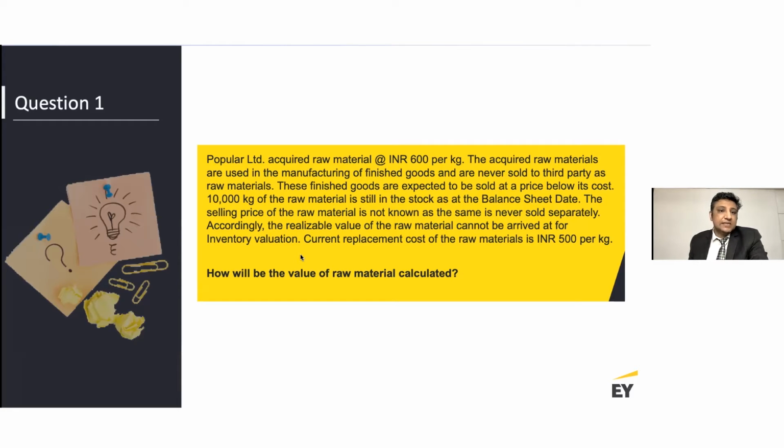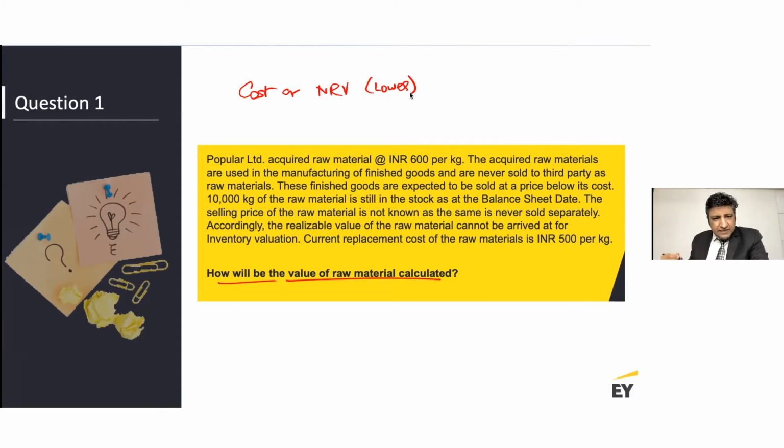The question is, how will the value of raw material be calculated? That's a requirement in terms of measurement of raw material. Now we understand under IND AS 2, the measurement criteria says that inventory needs to be measured at cost or NRV, whichever is lower. All right.